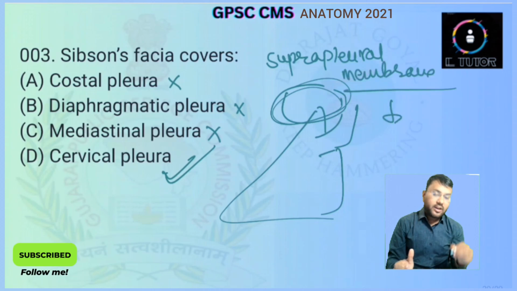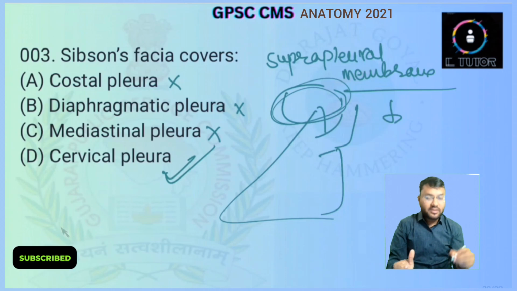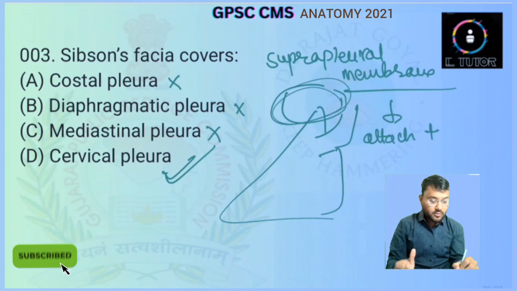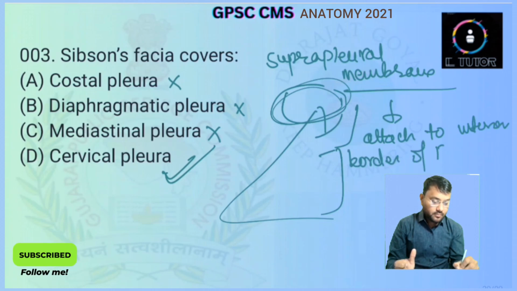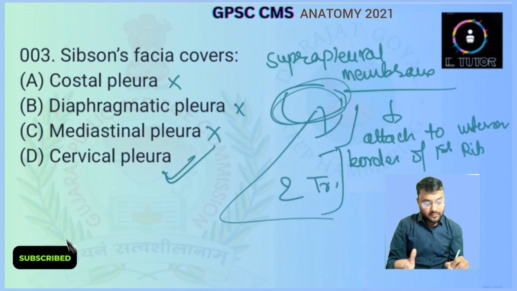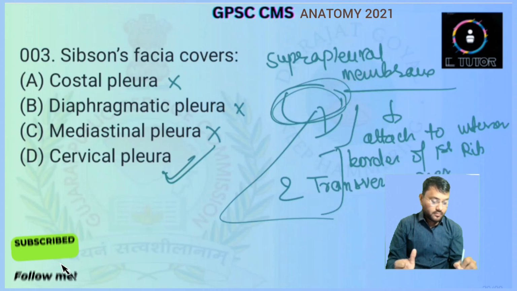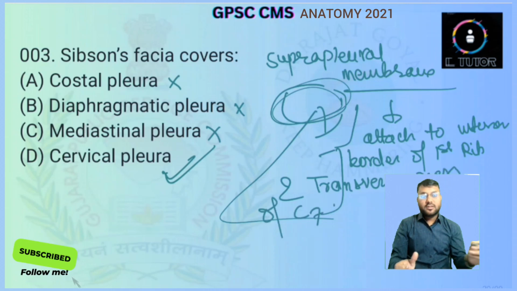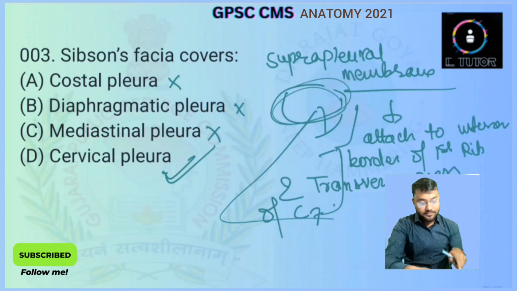It is attached to the internal border of the first rib, which was a question in NEET PG, and to the transverse process of C7. So this is all about Simpson's fascia.